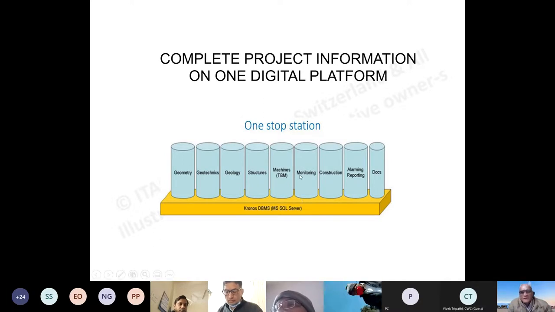Not only instrumentation data, they can see the instrument geometry, geotechnics, geology, structures, if you have TBM movement, you have construction, alarming, documentation, everything is available on one single platform, on one single bus you can see, and it's very easy.